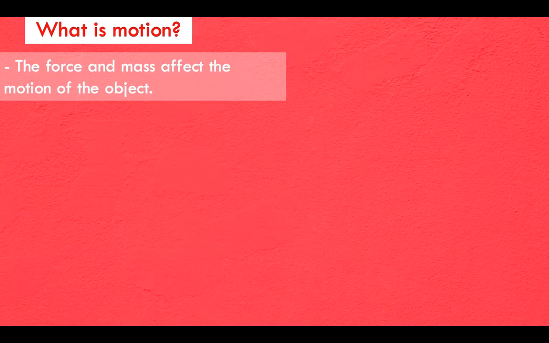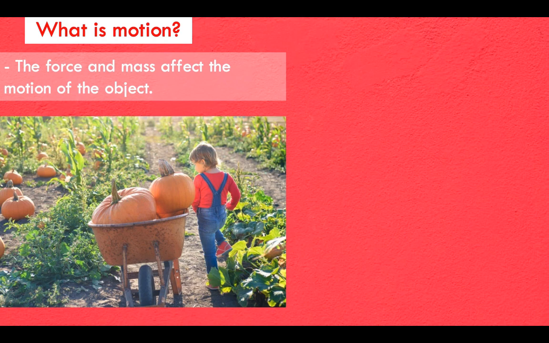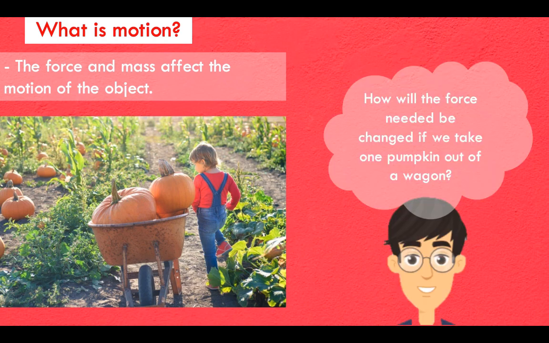The force and the mass are factors that affect the motion of the object. Let's try to study this picture and answer this question. How will the force needed be changed if we take one pumpkin out of a wagon? You're correct. Less force will be needed. Remember, more force is needed to change the motion of an object with more mass. Therefore, the greater the mass, the greater the force we have to apply to move an object.